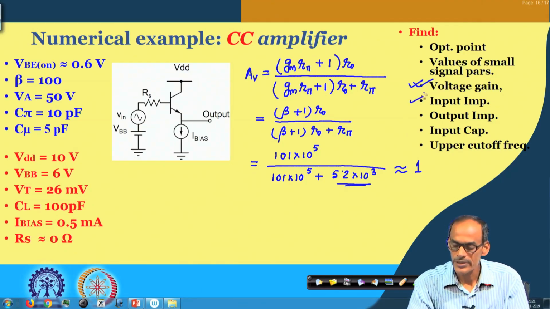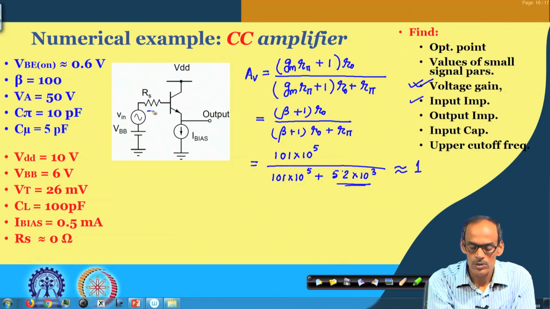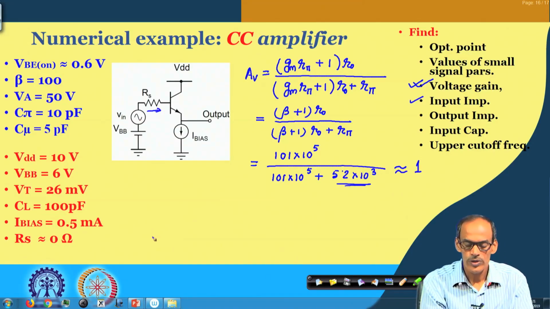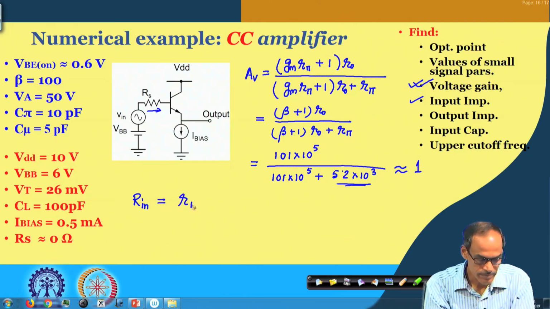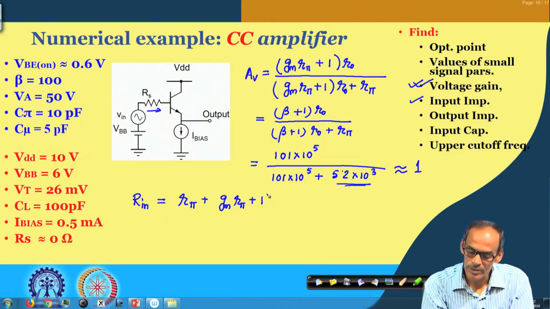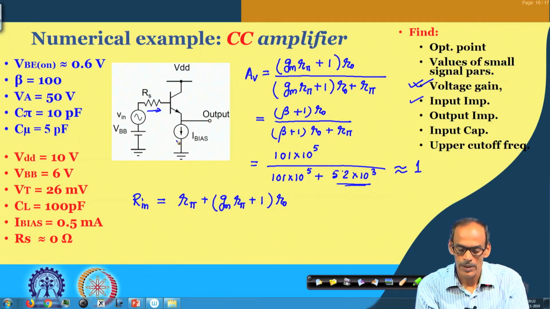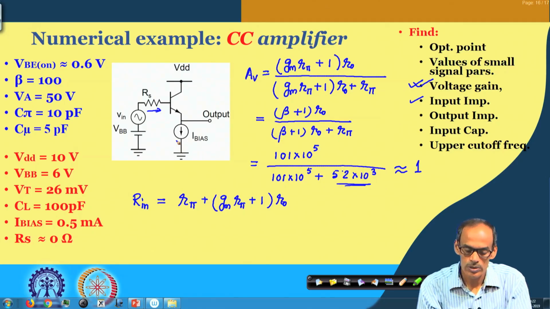And then the input resistance of the circuit, looking into this circuit. So, what we have is Rin. You may recall from our earlier derivation, Rin equals to r pi plus gm r pi plus 1 into r naught, because this bias circuit we are assuming to be in an ideal situation. So, its conductance is 0.